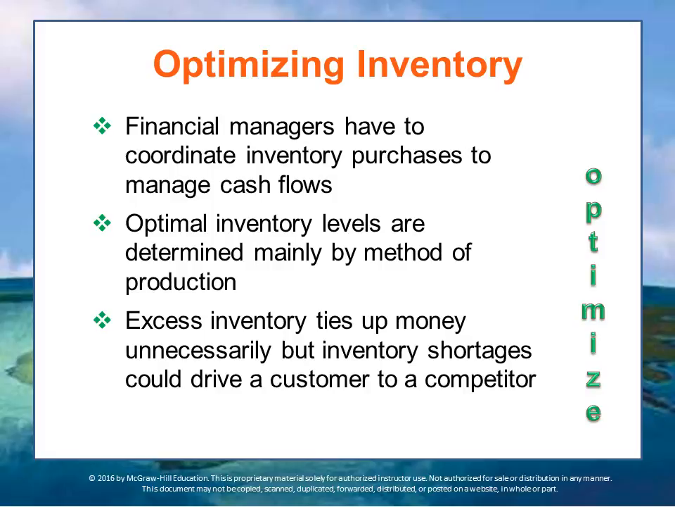If the company produces materials on a constant basis, then inventory increases when sales decrease, and inventory decreases during times of high sales. The bottom line is excess inventory ties up money and could be invested elsewhere in the organization. But inventory shortages could drive a customer to a competitor, and once they're lost, they may never come back. So inventory management is one of the main cash management items, particularly in product businesses with high inventory costs.